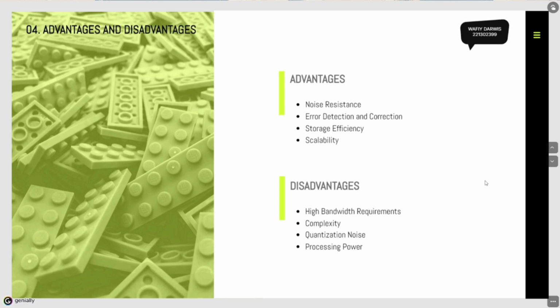So now let's talk about the disadvantages of PCM. The first one is the high bandwidth requirement. PCM signals occupy more bandwidth than their analog counterparts. And the second is complexity. Encoding and decoding require sophisticated hardware and software. The third one is quantization noise. Approximating continuous signals to discrete levels introduces a small amount of error. And the last one is processing power. High resolution PCM signals demand significant computational resources.